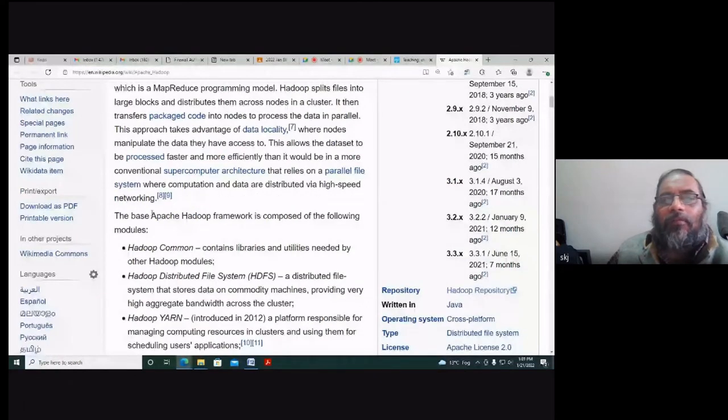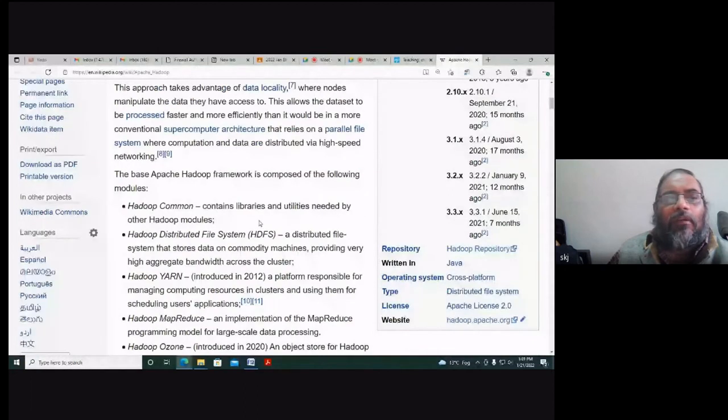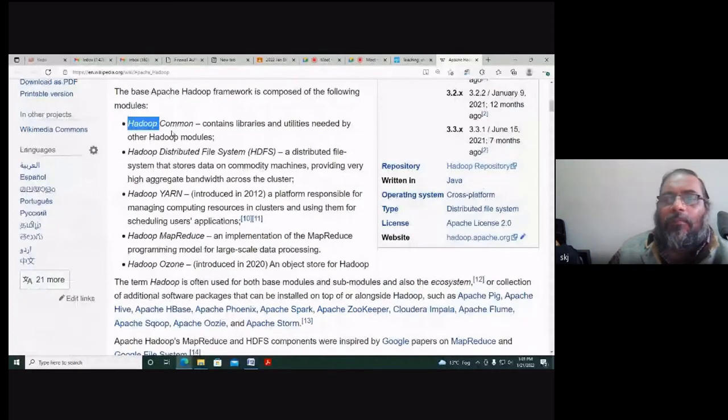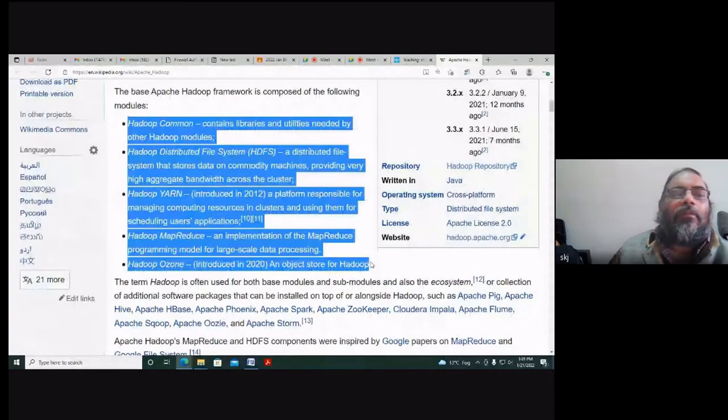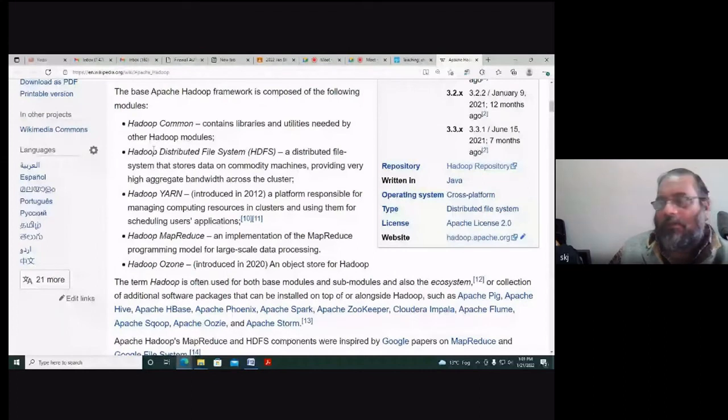So a base Apache Hadoop framework is composed of the following modules, following parts. Base means minimal. इतना तो होना चाहिए, minimal modules which are supported by this Hadoop. One is the Hadoop Common, which contains libraries and utilities needed by other Hadoop modules.